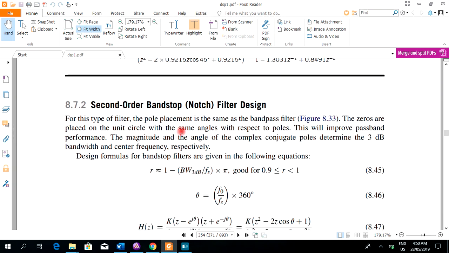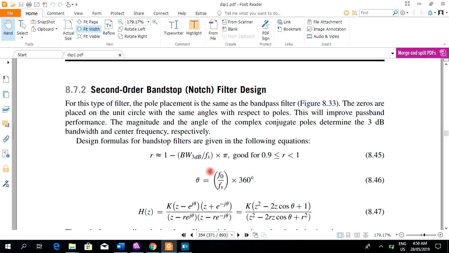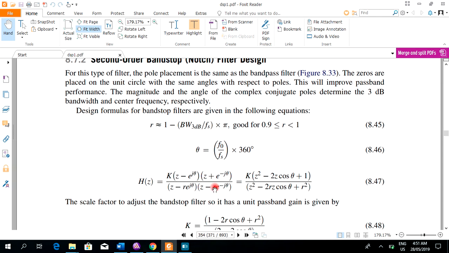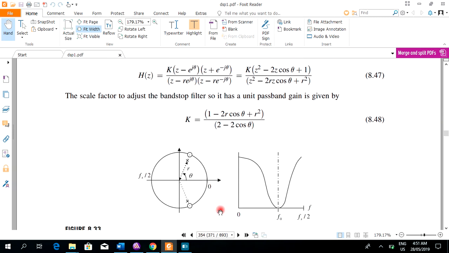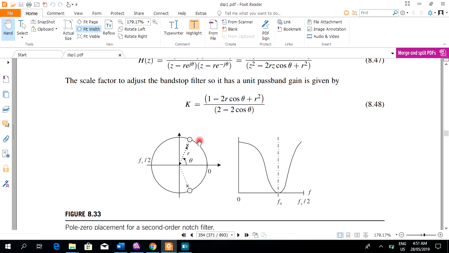Similarly, we can design a second order band stop or notch filter using the pole zero placement method. The only difference is the calculation of K and the response. While designing a notch filter, K is equal to 1 minus 2r cos theta plus r square over 2 minus 2 cos theta, and it will look like this one.